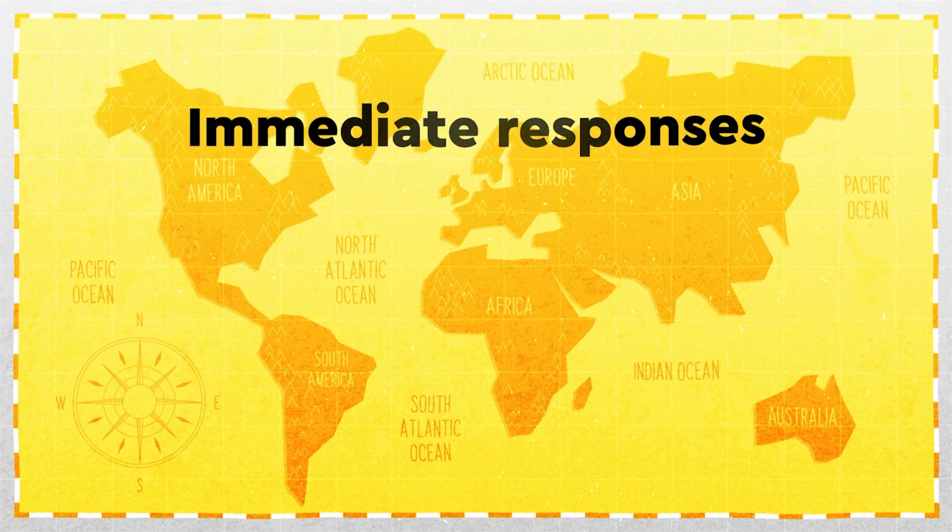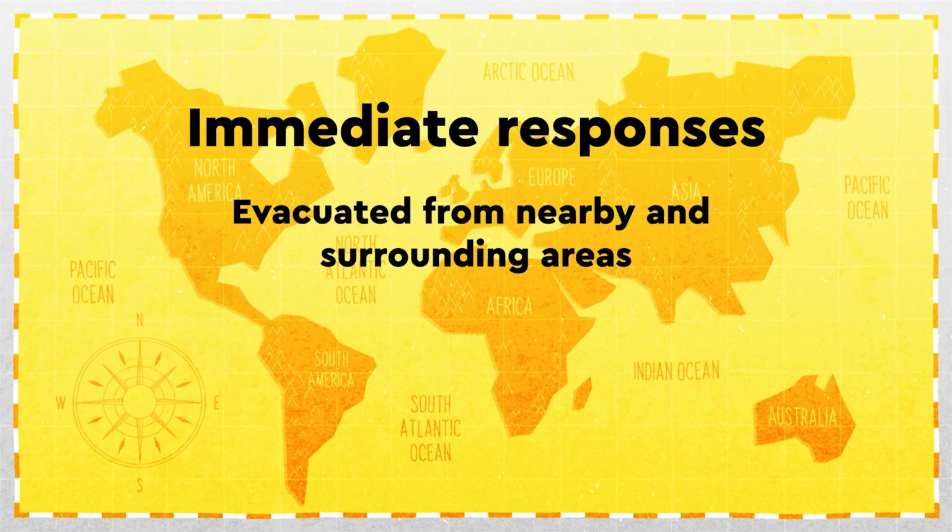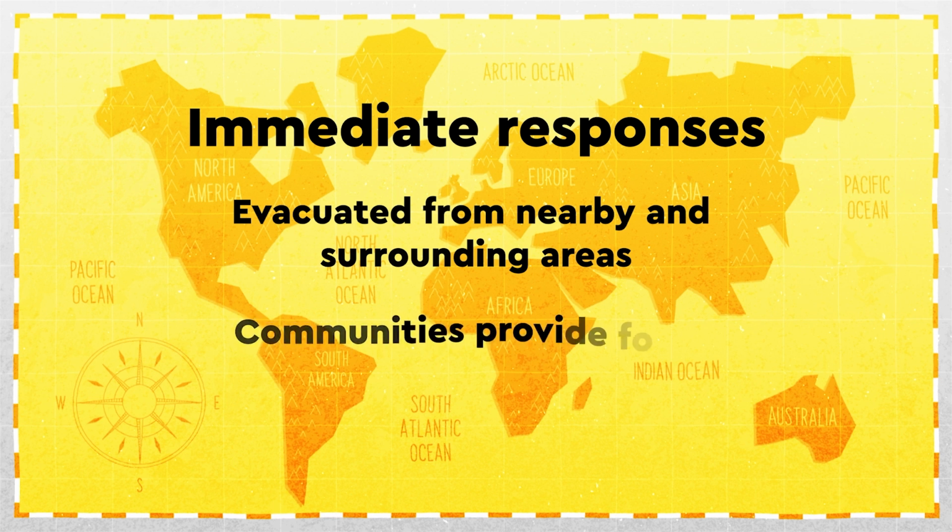Firstly, if a volcanic eruption is predicted and it is thought to happen anytime soon, people are evacuated from nearby and surrounding areas in an attempt to reduce the risk of injury or even death. If the eruption has not been predicted and it goes off without warning, communities will evacuate as soon as possible after it begins.